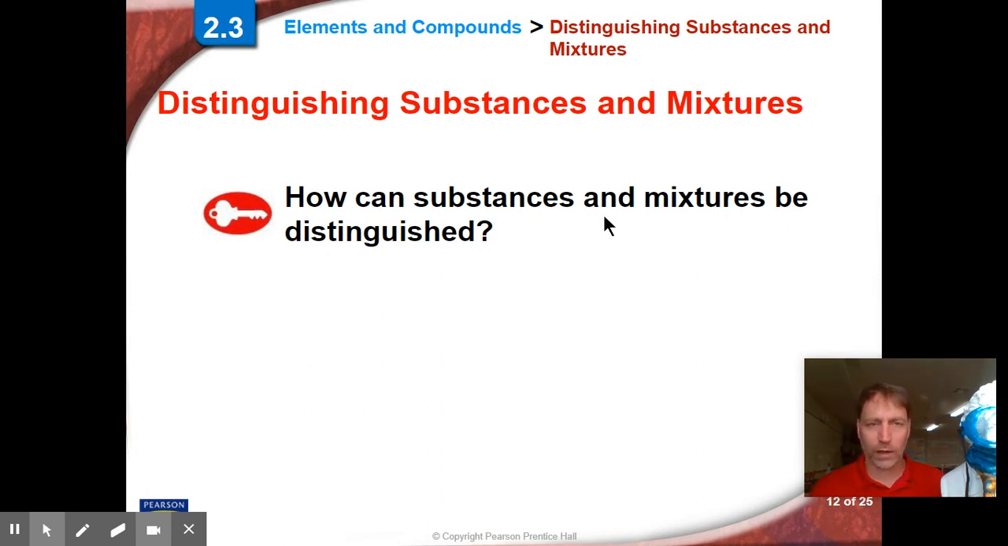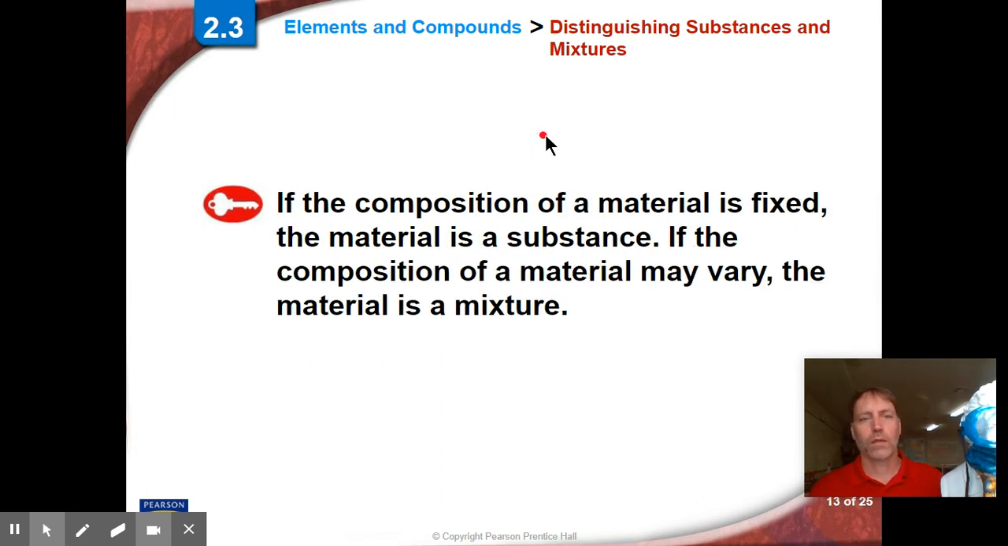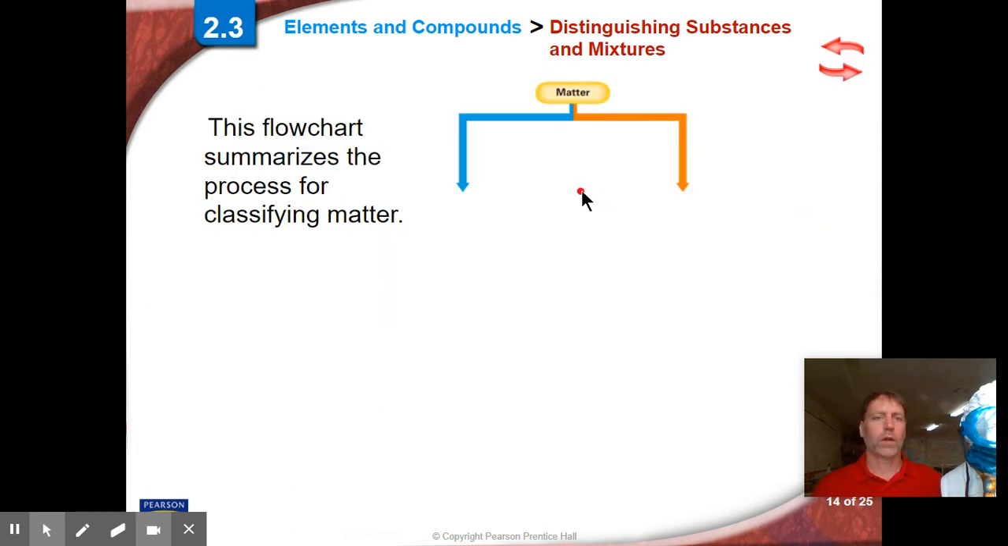So, the rest of this time together, we're really talking about this. How can we talk about the differences between a substance and a mixture, and what is the composition of those? So, here's a very helpful flow chart that we'll spend the rest of our time on, and we have matter. Okay, you start with matter.